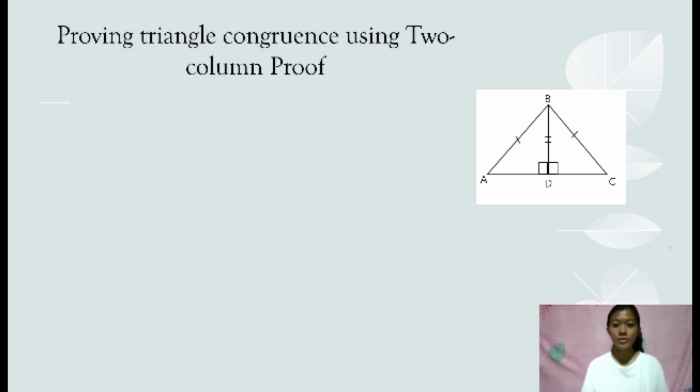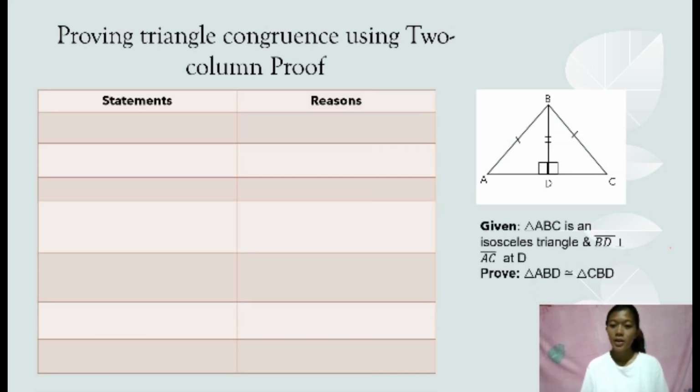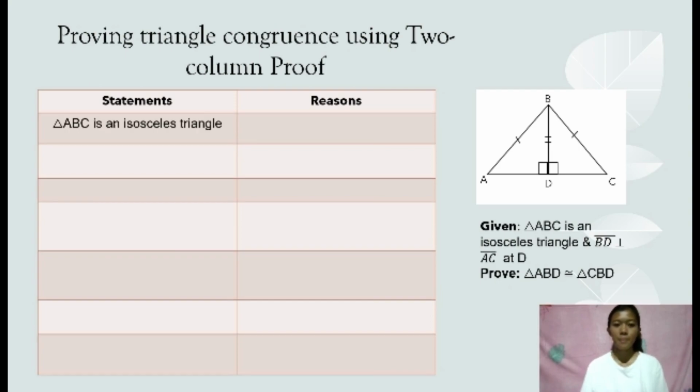So let's try to prove a triangle congruence using a two-column proof, and we will use the hypotenuse leg postulate as a reason. The given is triangle ABC is an isosceles triangle and segment BD is perpendicular to segment AC at D. We need to prove that triangle ABD is congruent to triangle CBD.